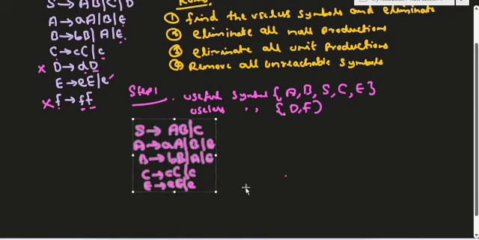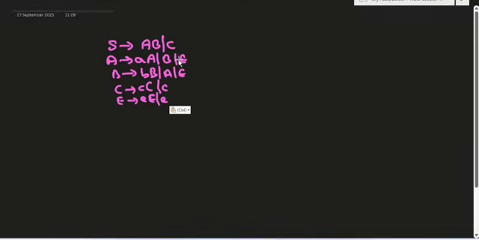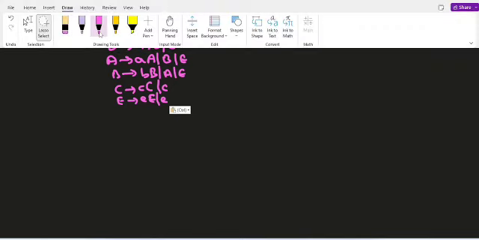Okay, so Control C. Okay, now we'll just rewrite this in a new page. Okay, now what is step 2? Step 2 is we have to eliminate all the null productions here.